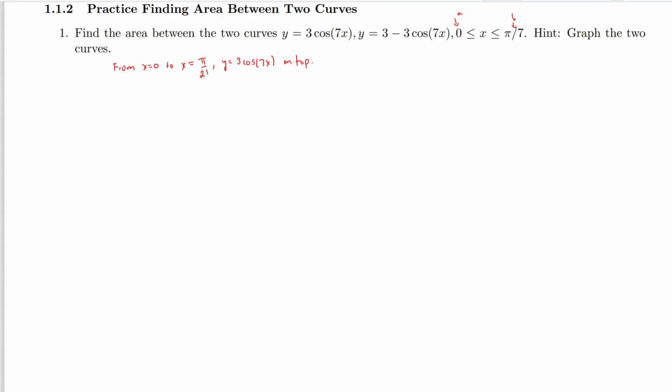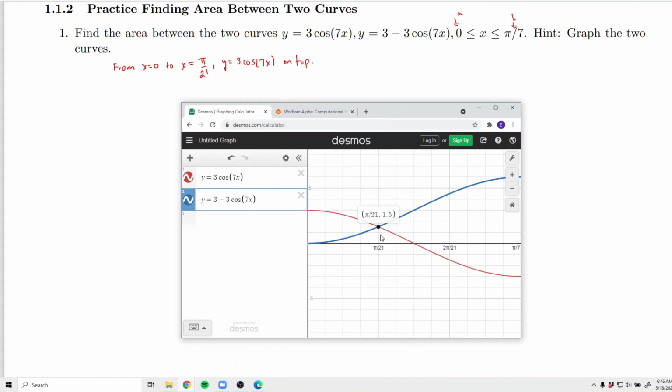All right, what about after that? Well, for the rest of the way, all the way to pi over 7, we don't care what happens after that, so I'm not going to scroll out. But after this, the blue graph, which is 3 minus 3 cosine of 7x, is on top. So from pi over 21 all the way to pi over 7, 3 minus 3 cosine of 7x is on top.